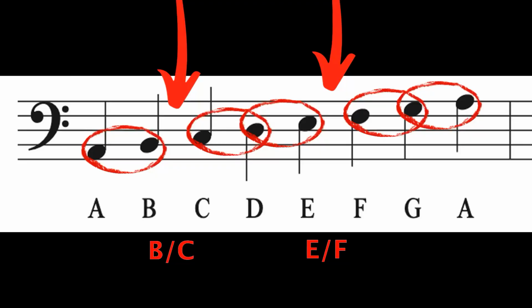Okay, now we are wrapping up. Have you remembered the 2 pairs of notes which have a semitone of an interval between them? It's B and C, and it's E and F. All the other notes have a tone of interval between them. Now you have these powerful tips to navigate your fretboard like a pro.